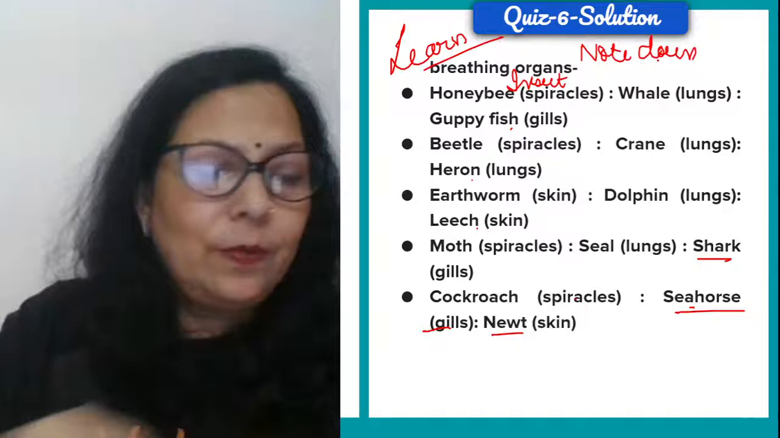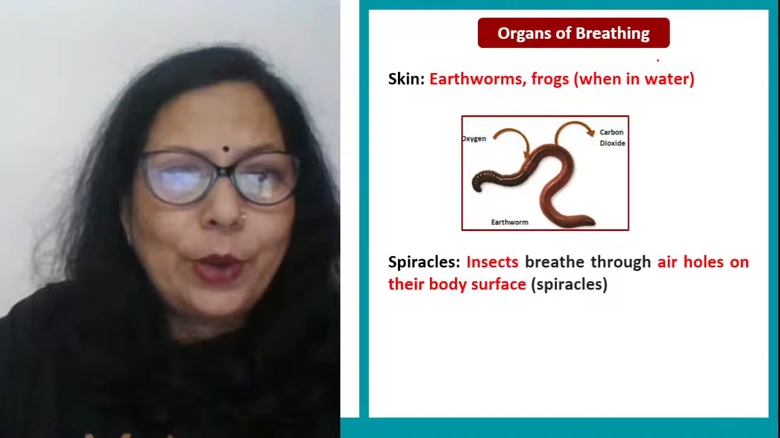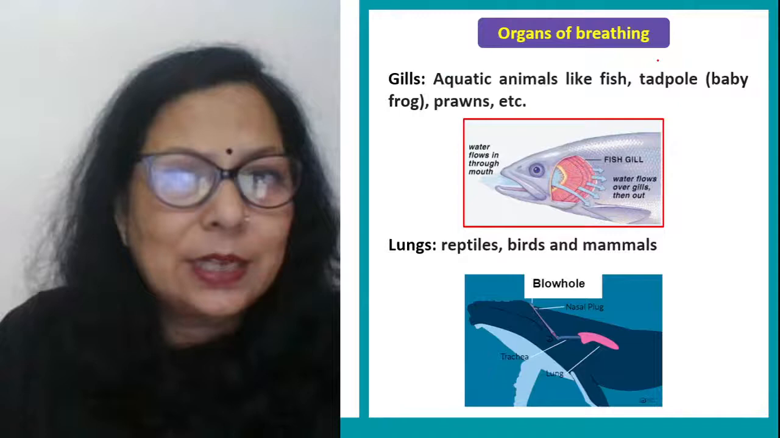So, spiracles: insects breathe through air holes on their body surface. Gills: aquatic animals like fish, tadpole, prawns, etc. Lungs: reptiles, birds and mammals.